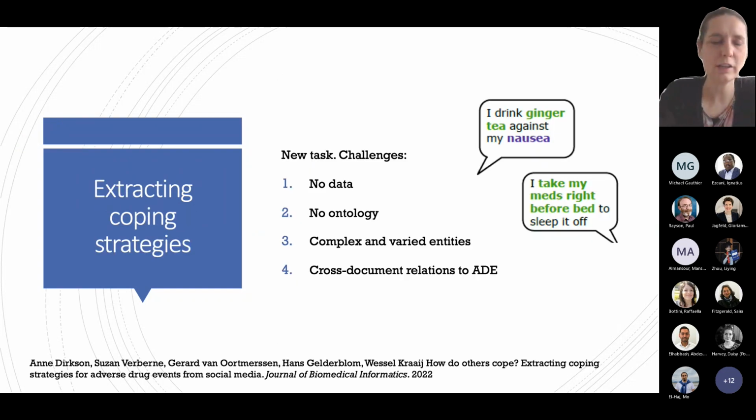So that's another side of the coin, that it goes both ways. So we had these challenges of this rather new task. There was no data, so we had to annotate that. There was no ontology or knowledge base, in the sense that, of course, things like foods and drinks and activities are in the UMLS, but that is a huge amount. So everything that you could potentially drink or eat, or any activity that you could potentially undertake, would possibly be a coping strategy, right? So yeah, if you start with everything, that's a lot.